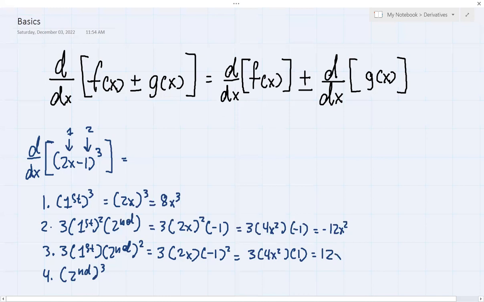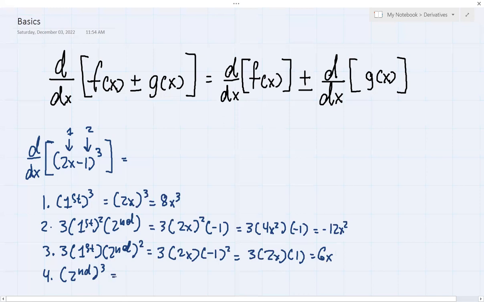No, sorry, I made a mistake. It's just 2x. Forgive me. Okay, it looks like I squared both 2x and negative 1. Sorry, guys. It's 3 times 2x times positive 1. There. Forgive me, guys. So anyway, 3 times 2x times 1, this is 6x.